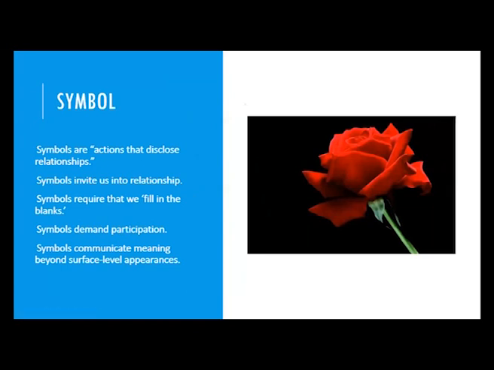Symbols are actions that disclose relationships. Just looking at a red rose, it may mean an awful lot of things to different people, because we have a sense of participation and a sense of memory within that. So a red rose given to somebody on February the 14th has a very real declared meaning: it means I love you. If it's given in some other context, its meaning may well be very different.